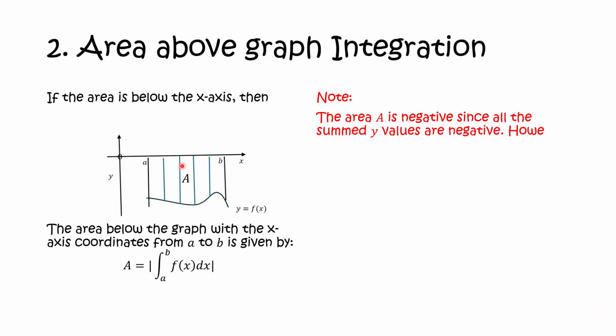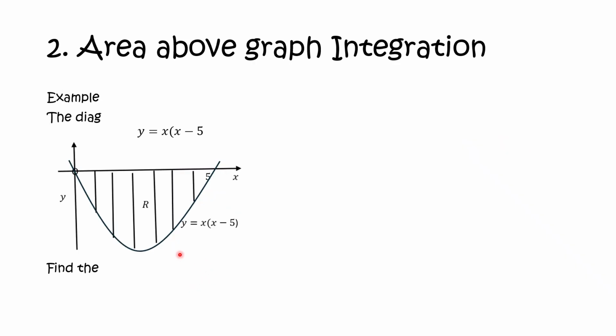Though we are going to get a negative, we would find the absolute value of that answer so that we get our answer as positive, because area is positive. In this example, the question is saying, the diagram shows the curve y is equal to x times x minus 5. And we can clearly see that this graph is below the x-axis. Before we even find it, we know already that this is negative.